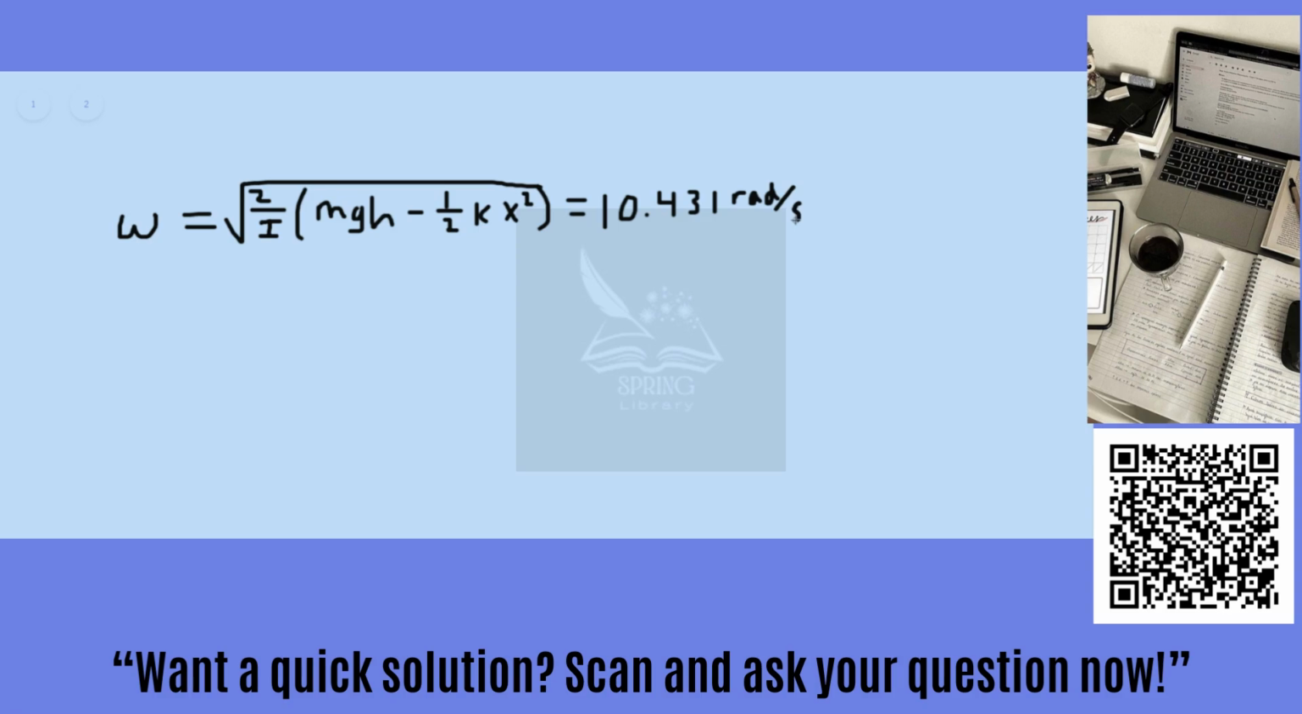Now that we have a value of omega, we can go back and calculate our tangential velocity, since it's just L, the length of the rod, times omega. Plugging these values in, we find that the tangential velocity is 2.08 meters per second. We can box that in as our solution to the question.